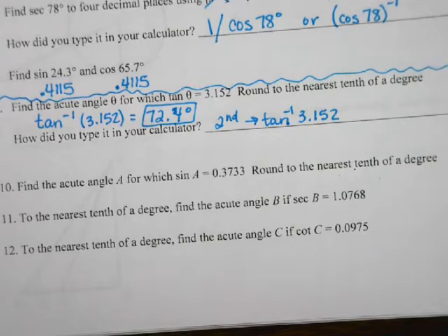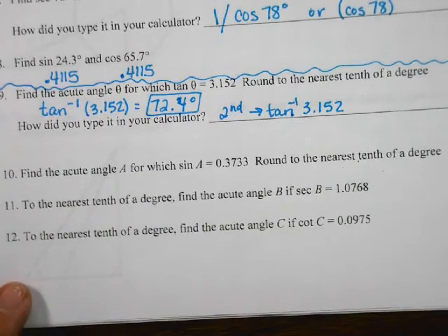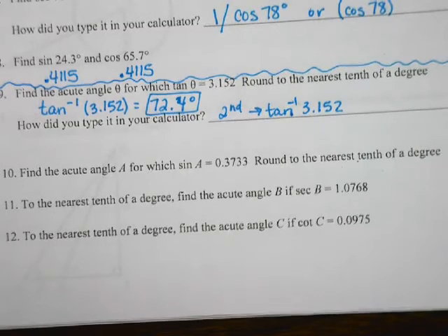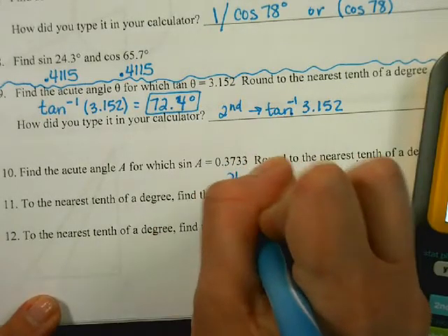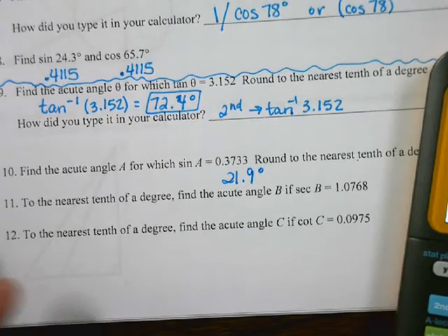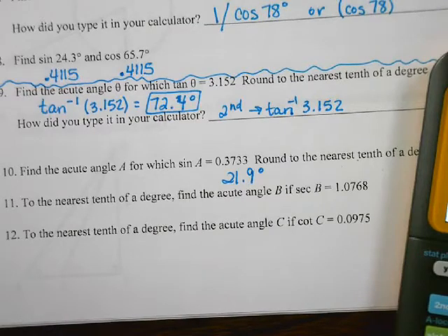Okay, so number 10. Find the acute angle for which sine of A is 0.3733, round to the nearest tenth of a degree. Okay, how am I going to put that in my calculator? Second sine 0.3733. 21.9 degrees. Uh-oh. What about 11?